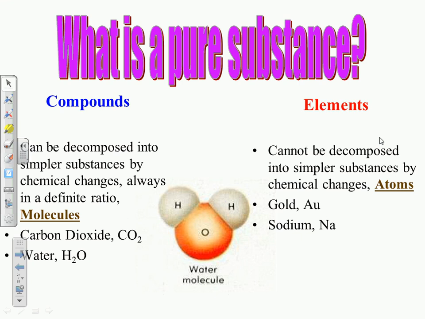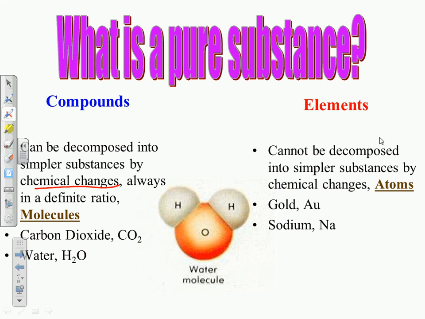Now, the big thing here is they cannot be decomposed by physical means. All right, so we can't take them apart by physical properties, or physical changes, but we can change them using chemical changes. We can decompose them. So that's important. We can make them simpler only by chemical changes. They're always in definite ratios.